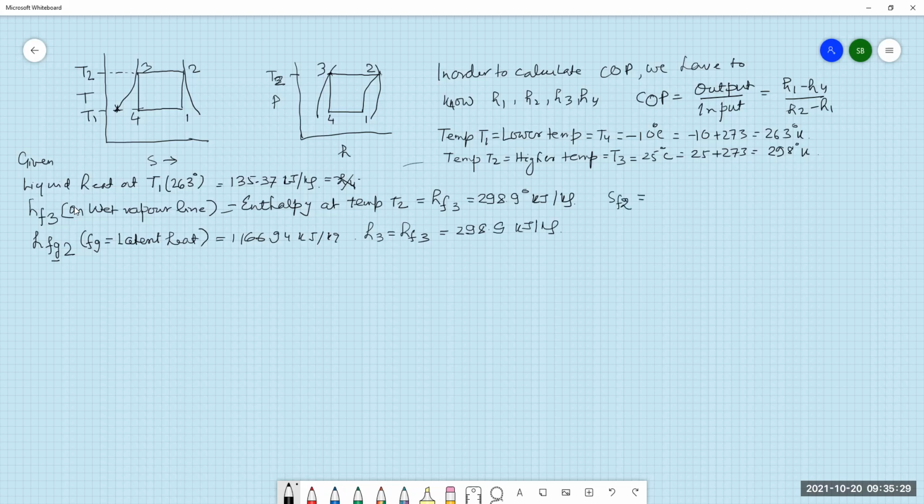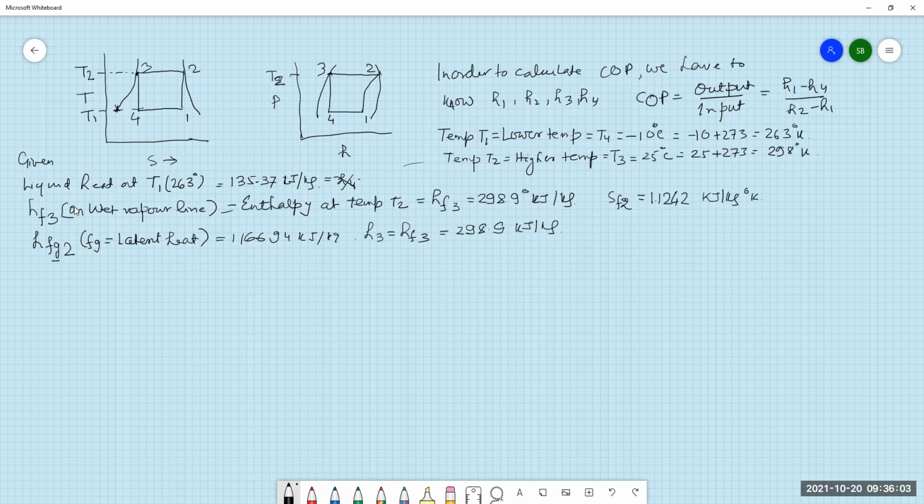SF2, from the entropy chart, is at point 2, which is the fluid point. It is not on the vapor itself. So SF2 is given as the liquid entropy, the entropy at point 3 itself, which is 1.1242 kilojoule per kg degree Kelvin.